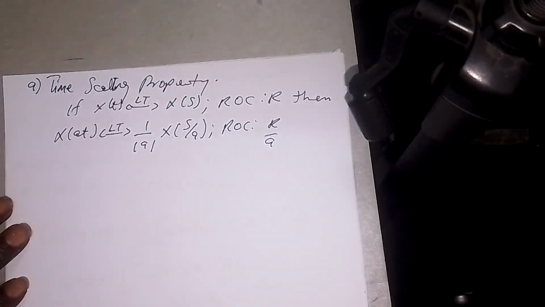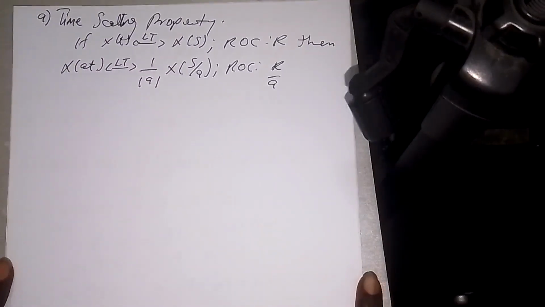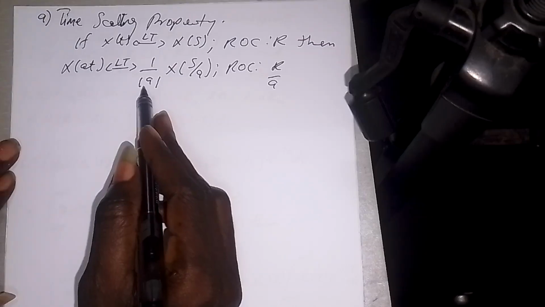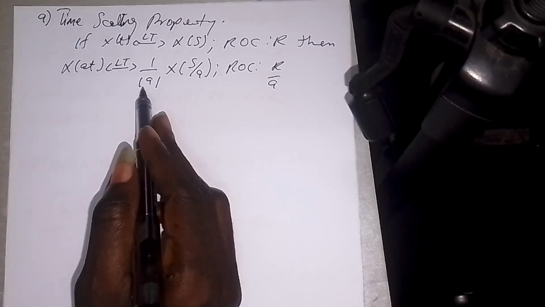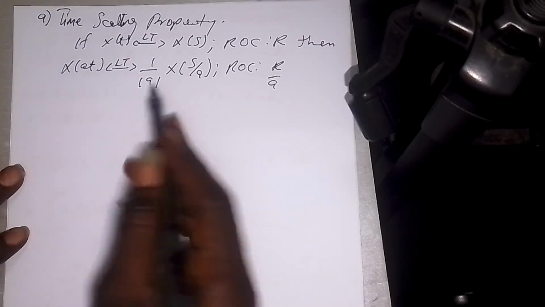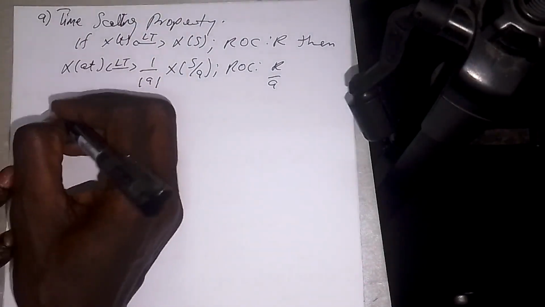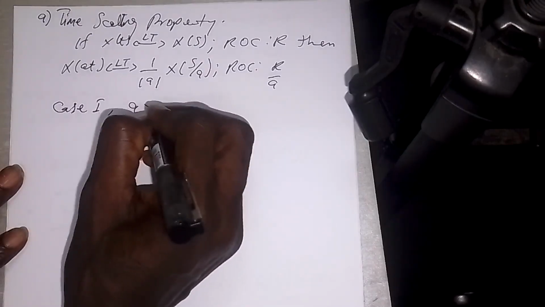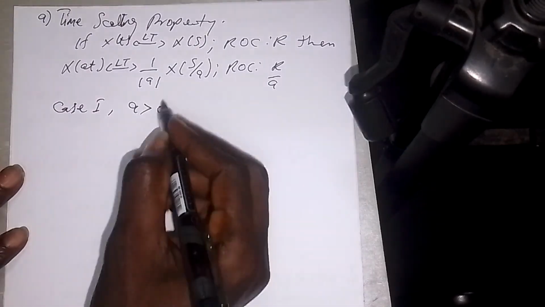So let's see how we can actually prove this one. To prove this, mod a means that we have to take both the negative aspect and the positive aspect of the mod of a. So in case 1, we will take the positive aspect, a is greater than 0.